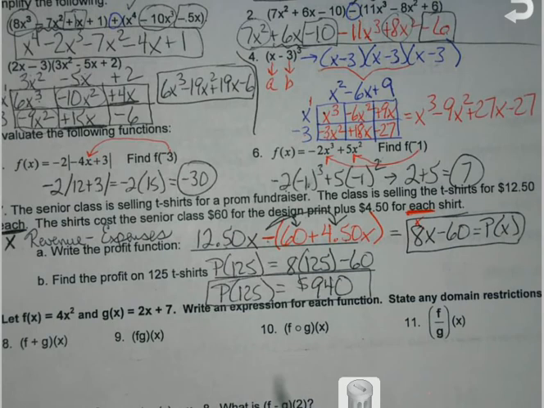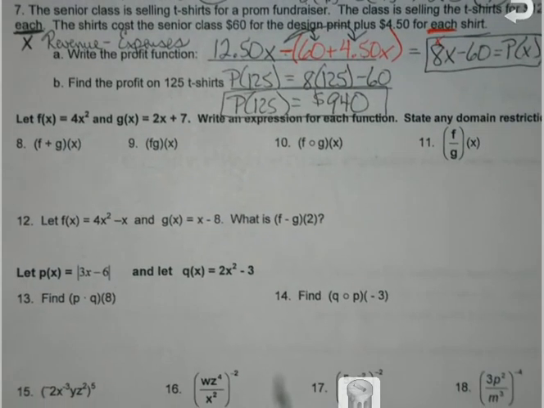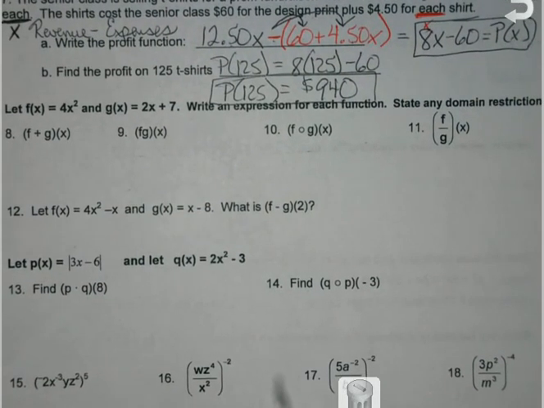So then we get back to the new stuff here. We have f of x and g of x. Write an expression for each function. State any domain restrictions. Now remember, our domain restrictions: no 0 in the denominator, and I can't have an even indexed or an even root that's negative, so it has to be greater than 0.